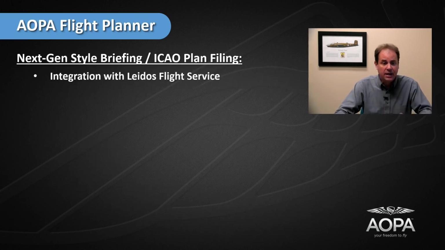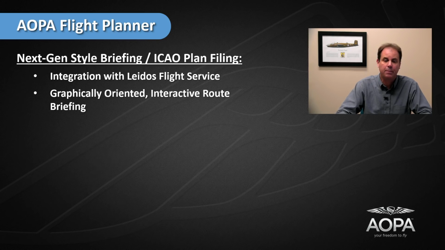So let's take a look at these. The next gen style briefing and ICAO flight plan are both made possible through the integration we have been working on for several months now with Leidos Flight Service, formerly Lockheed Martin Flight Service. So we are building that integration. You will be able to file and brief through Leidos once this is released. We are still going to have CSRA DUATS around, so you'll still be able to use that as a legacy briefing. And we're actually enhancing that legacy briefing a little bit to make it a little bit easier to use. So we'll take a look at that.